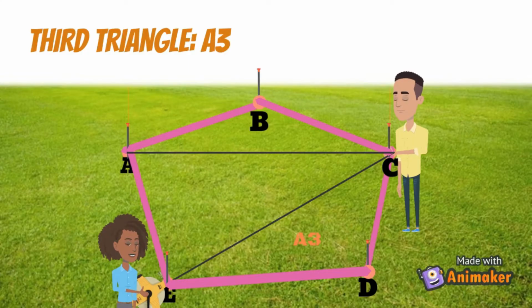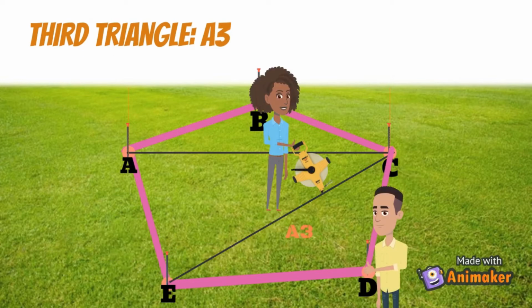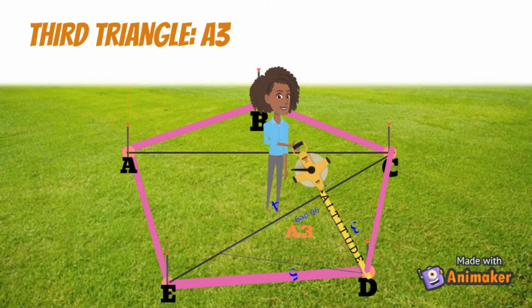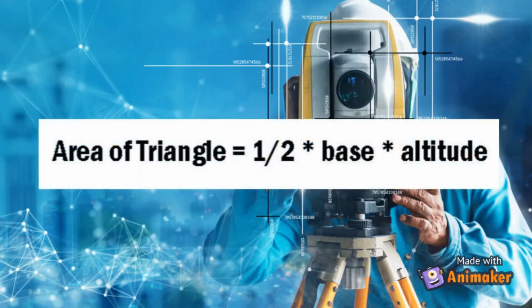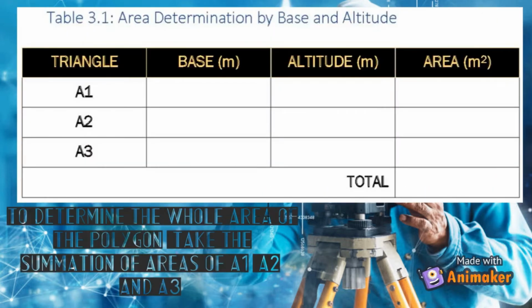For the third triangle, again, we will measure the length of the base and the altitude, which is perpendicular to the base and coincides with the opposite vertex, which is this time the corner D. Then record the length of the base and altitude of A3 on table 3.1. To get the area of the triangle, use the same formula: 1/2 times the product of base and altitude. To determine the whole area of the polygon, take the summation of areas of A1, A2, and A3.